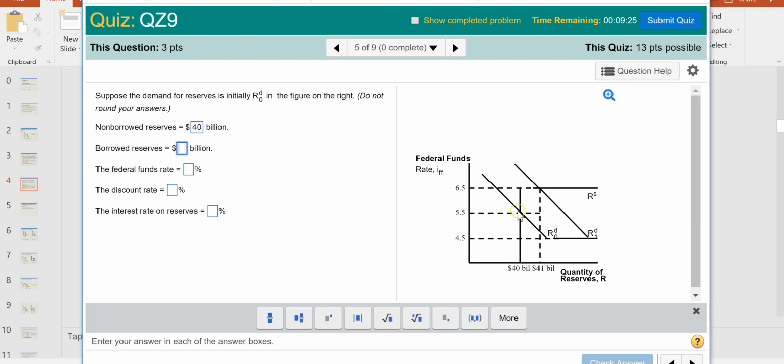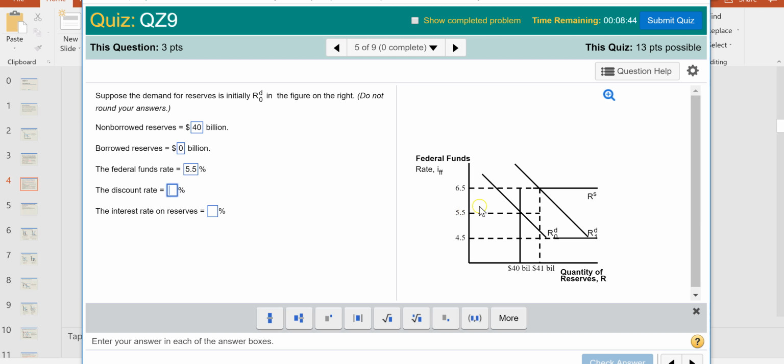So the intersection here is the equilibrium federal funds rate. You can see that the intersection is on the vertical part of the supply curve. That means the borrowed reserves, the reserves that banks borrow from the Fed, is zero. There are no borrowed reserves on this vertical portion. All of these are non-borrowed reserves through open market purchases. And the federal funds rate is this equilibrium rate, which is 5.5. Do not round your answer, so just put 5.5.